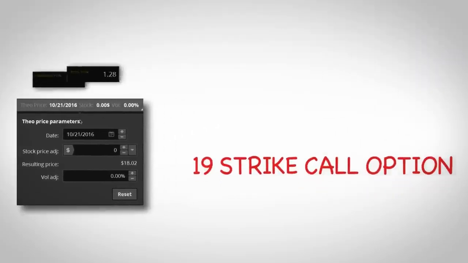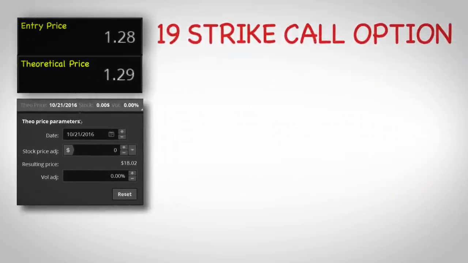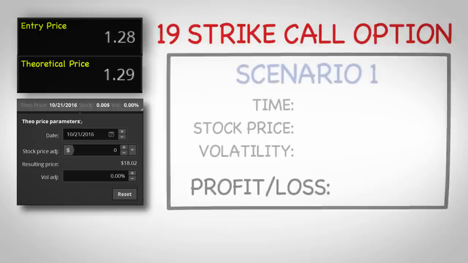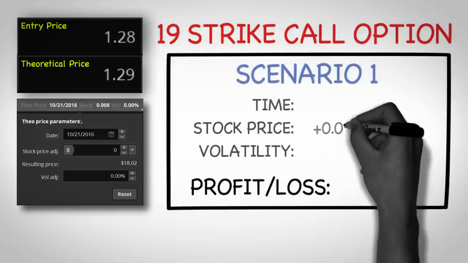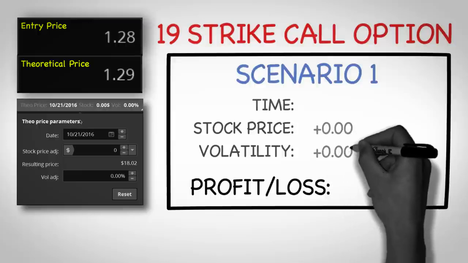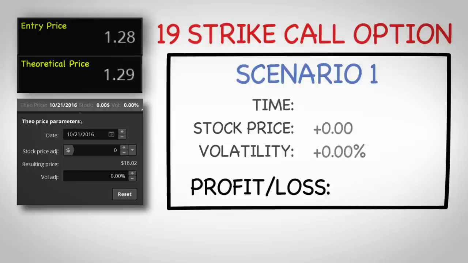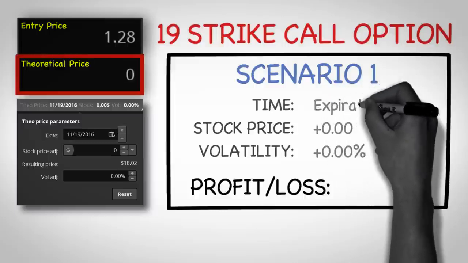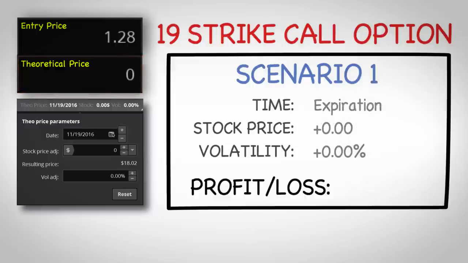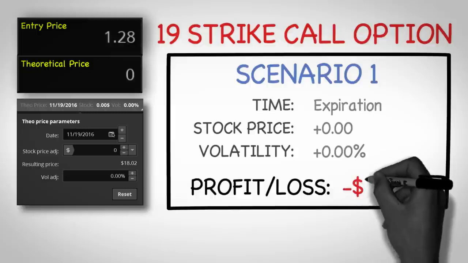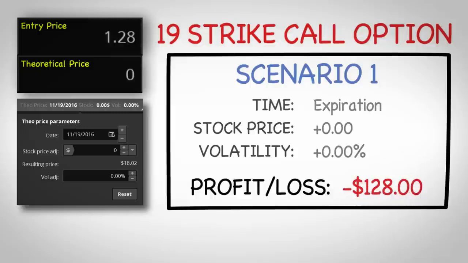You learned that all out-of-the-money options will be worthless at the expiration date. So for our very first scenario, let's say the stock doesn't move and implied volatility doesn't change. The only thing that happens is time passes. So the only thing we're going to change is this date that you see here. You can see that as each day passes, this option's price is decaying and gradually going to zero. So if this scenario were to happen, you would lose the entire price you paid for the option, which was $128.